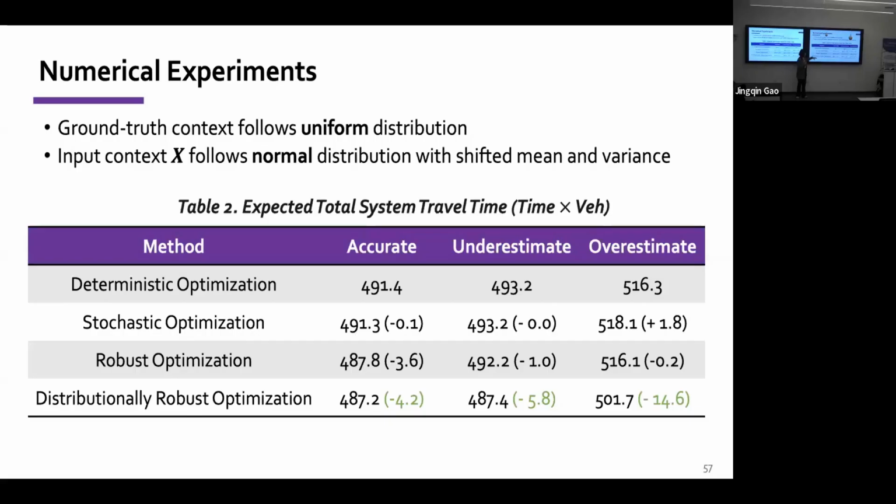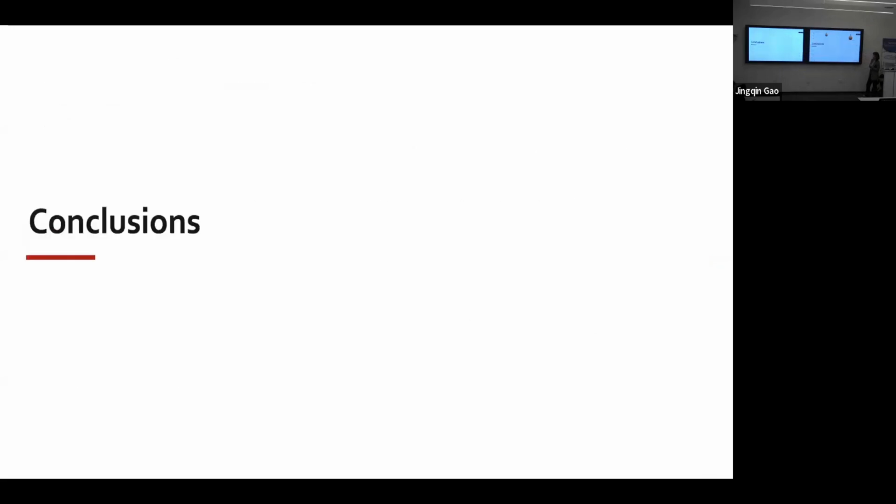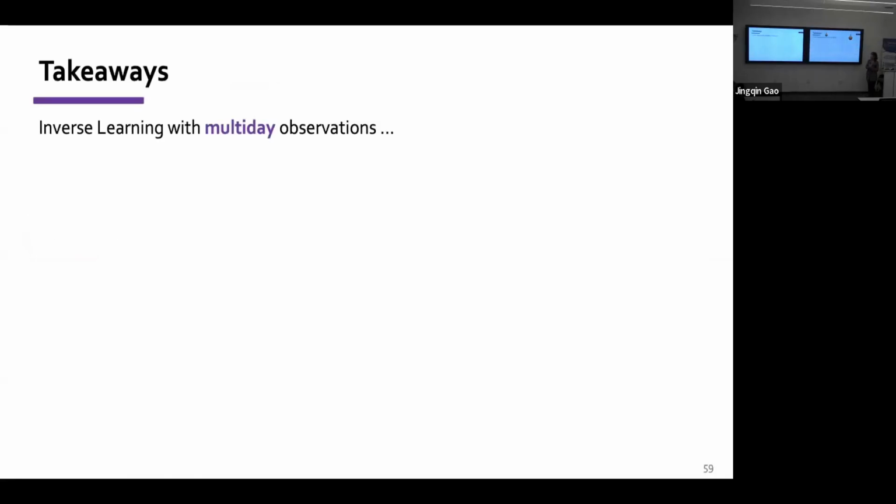We are comparing our distributionally robust optimization with deterministic optimization, stochastic optimization, and robust optimization, which are all benchmark models in decision making under uncertainties. Here we can see that whether we have an underestimate or overestimate, the distributionally robust approach always has the best performance in the face of the distributional shift. So that leads us to the conclusion part.